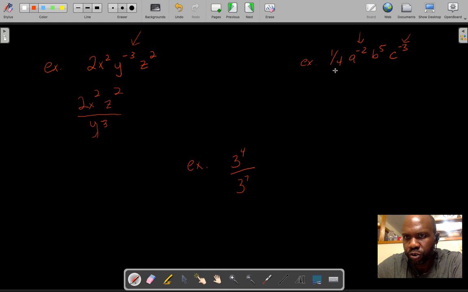Now, one thing I have to show you is this fraction here. So the 1 is in the numerator and the 4 is at the bottom, which is the denominator. So whatever goes on the bottom has to go with the 4. Okay. So let me show you what I mean. So basically, I have 1 times, and the only thing that stays on top is b to the 5th because that's positive.